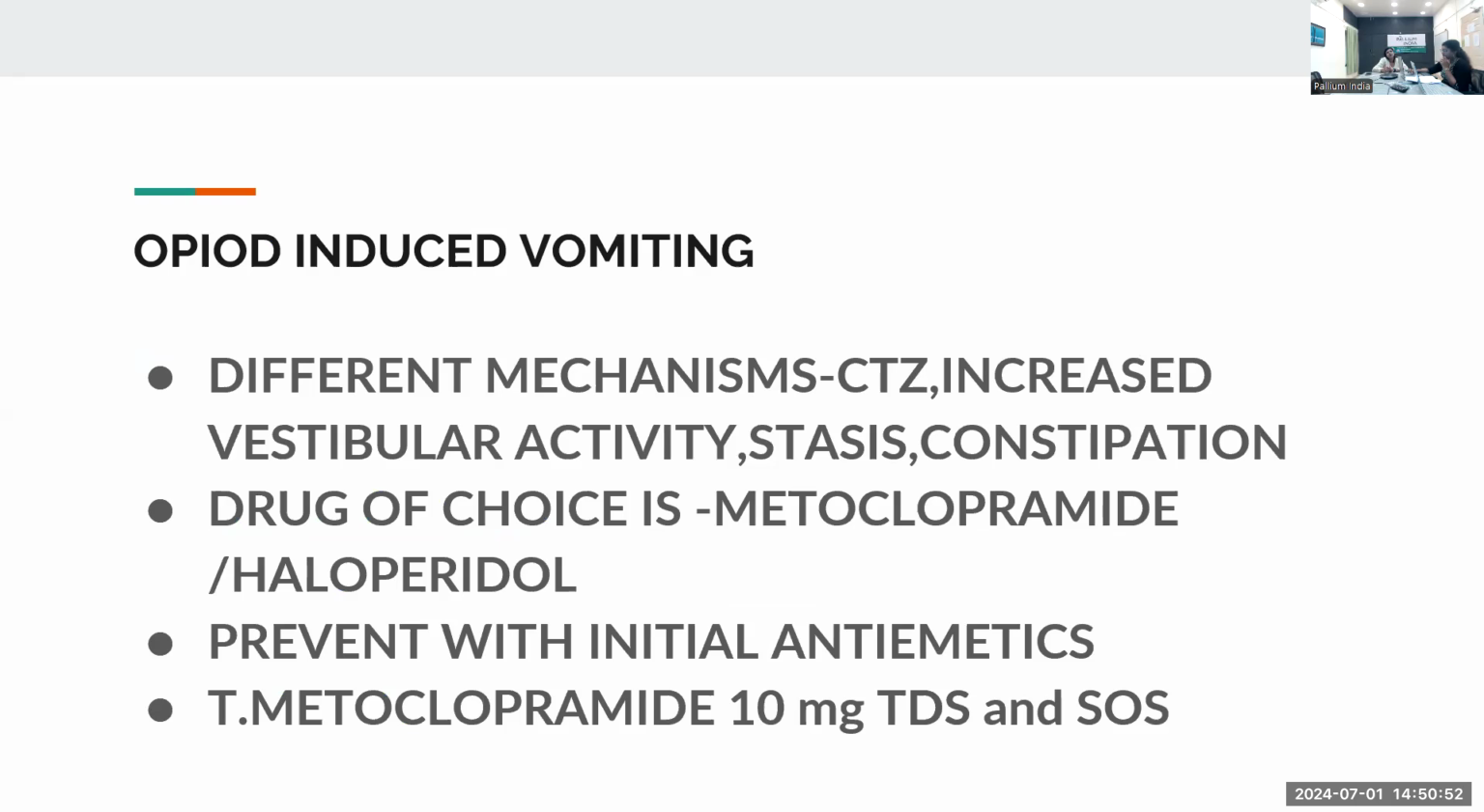Opioid-induced vomiting has different mechanisms. The CTZ is involved, and the opioid can act directly on the CTZ. Opioids not only act on the CTZ, they have action in different places. Increased vestibular activity can cause gastric stasis, constipation, everything. This is the reason why a patient taking opioids gets vomiting. There are so many things. So here the drug of choice is either metoclopramide or one dose of haloperidol, prevented with initial antiemetics like metoclopramide TDS.